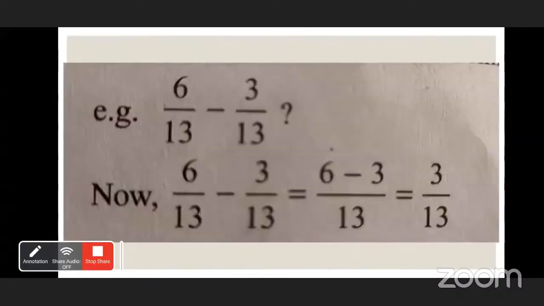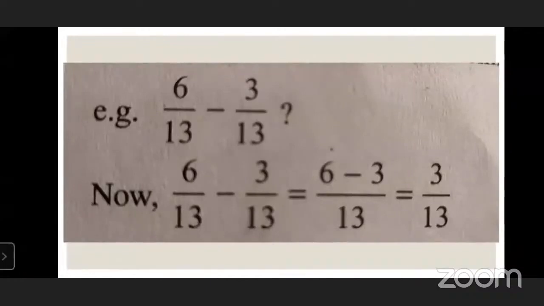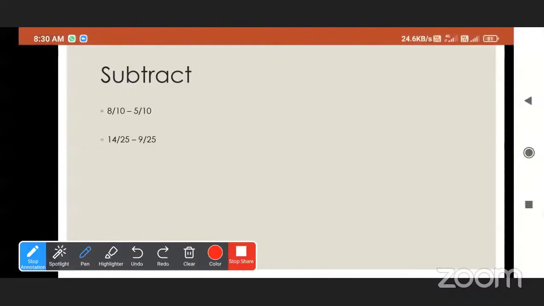Good. See here, the answer is given. 6 upon 13 minus 3 upon 13 is 6 minus 3 upon 13, that is 3 upon 13. Okay, this one is for you: 8 upon 10 minus 5 upon 10. Do the subtraction.